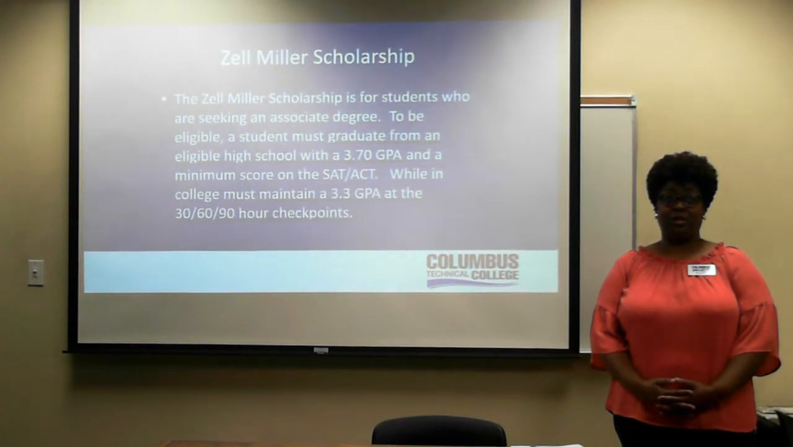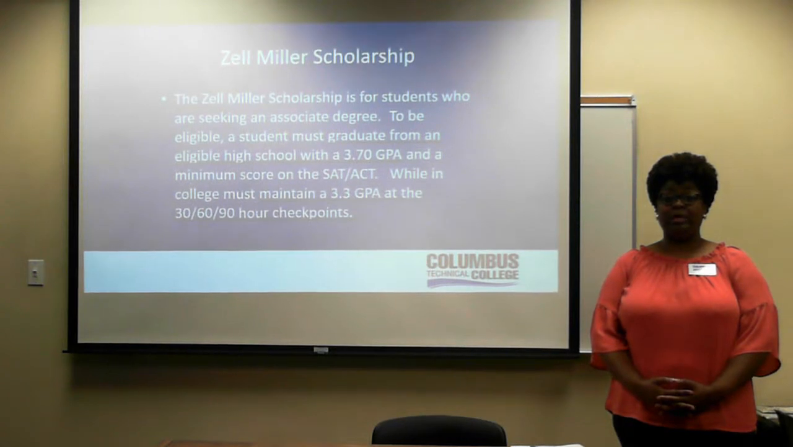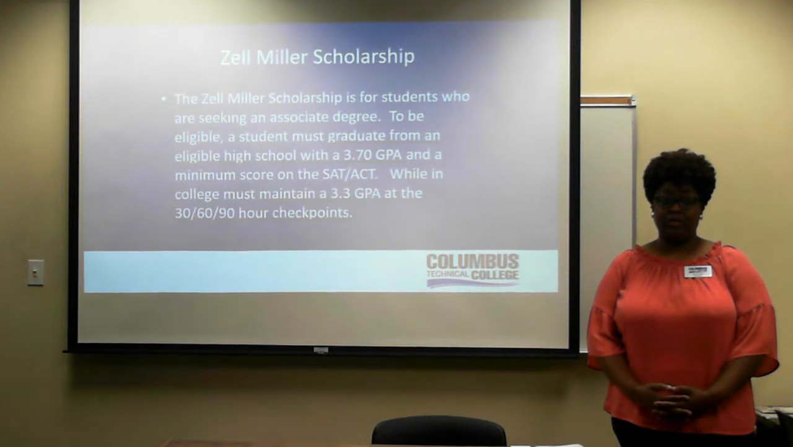The Zell-Miller Scholarship is for students who are seeking an associate degree only. To be eligible for the Zell-Miller Scholarship, a student must graduate from an eligible high school with a 3.0 GPA and a minimum score on the SAT or the ACT. While you're in college, you must maintain a 3.3 GPA in order to receive the Zell-Miller Scholarship.